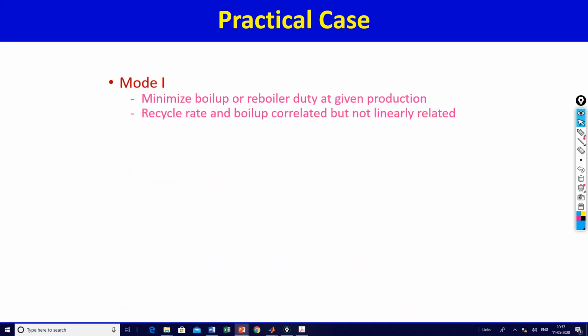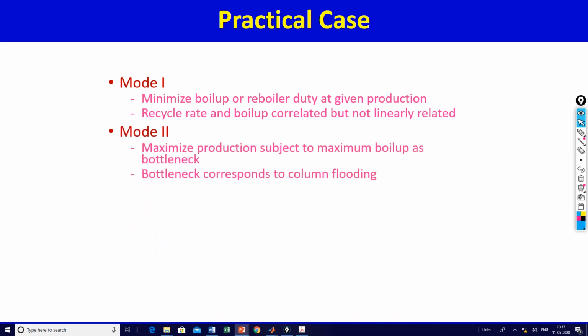Of course, the practical case is you want to minimize boil up, not recycle rate. You want to minimize boil up or reboiler duty at a given production. Recycle rate and boil up are correlated, but they are not linearly related. Mode 2, you want to maximize production subject to maximum boil up as the bottleneck, maximum boil up corresponding to the column flooding. That's the bottleneck. So the bottleneck corresponds to flooding.